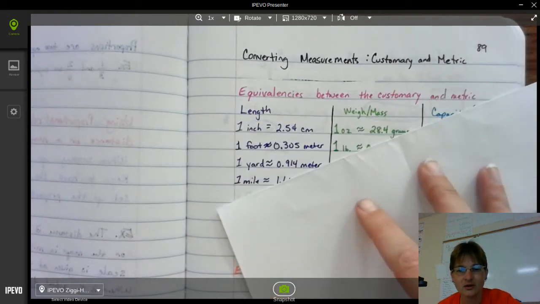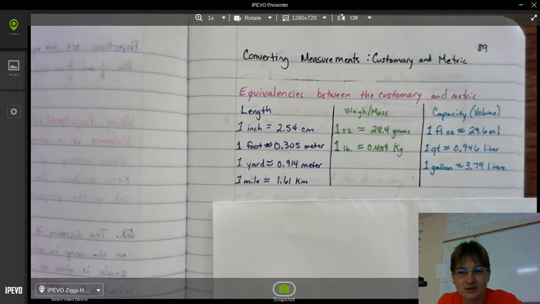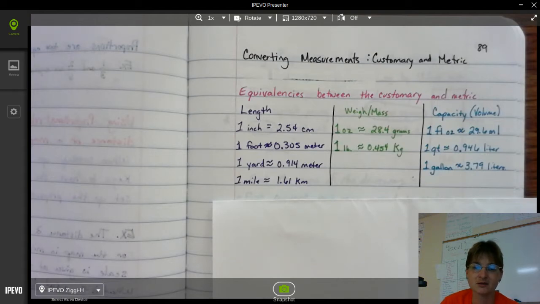In your length, you have 1 inch is equal to 2.45 centimeters. A foot is approximately, that's the squiggly lines, 0.305 meters. 1 yard is approximately 0.914 meters or 914 thousandths meter. And then 1 mile is 1.61 kilometers.